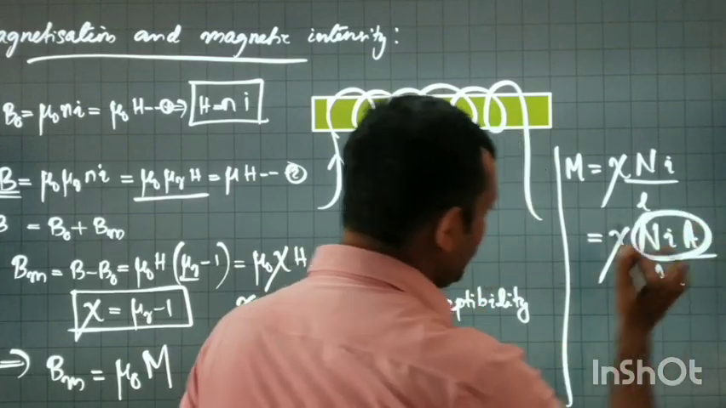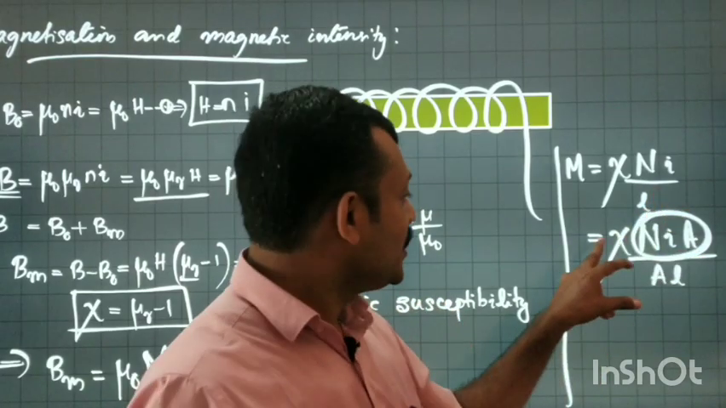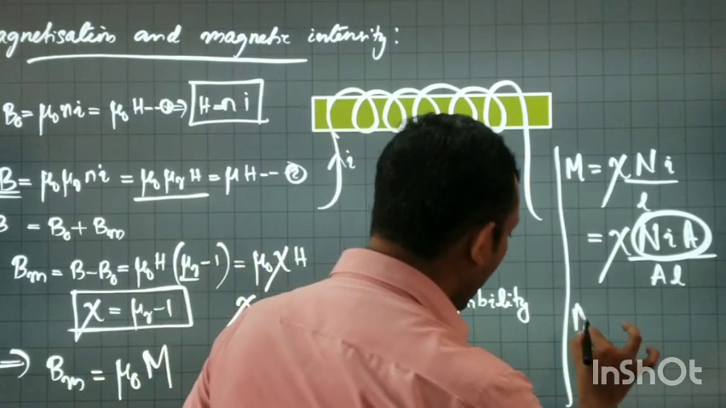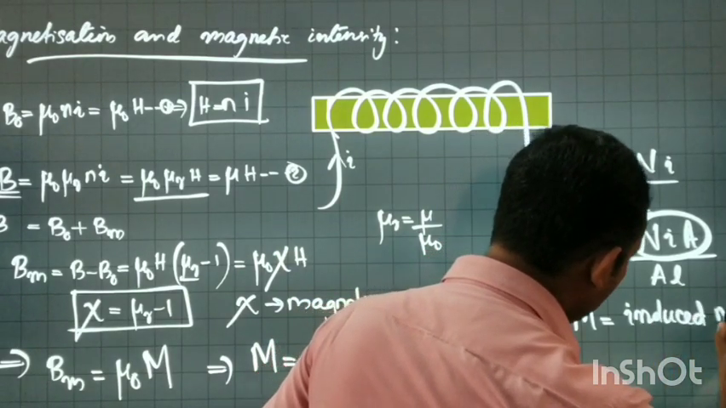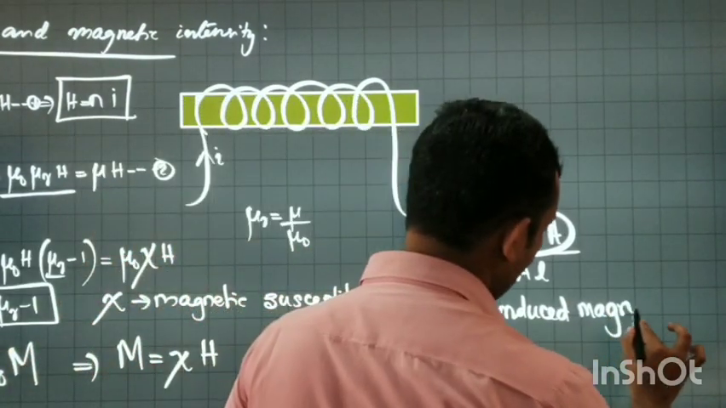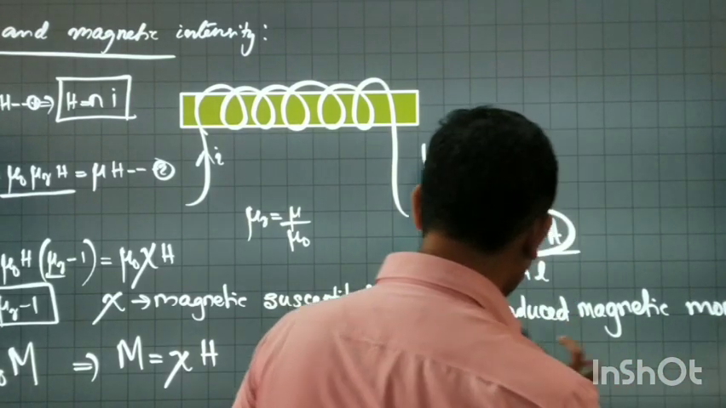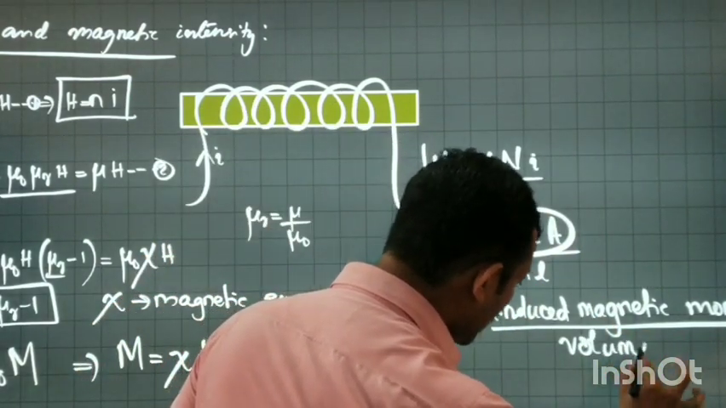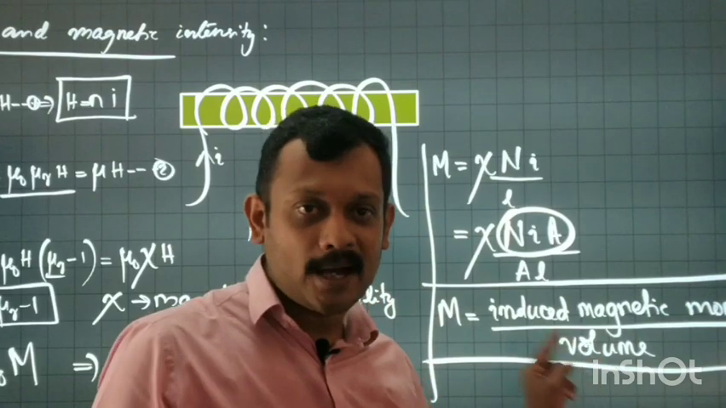Now nIA we know is magnetic moment. So chi into nIA in this context represents induced magnetic moment. So M can have another formula. This is induced magnetic moment divided by A into L. Area of cross section times length is volume. So this is another definition of magnetization: induced magnetic moment per unit volume.